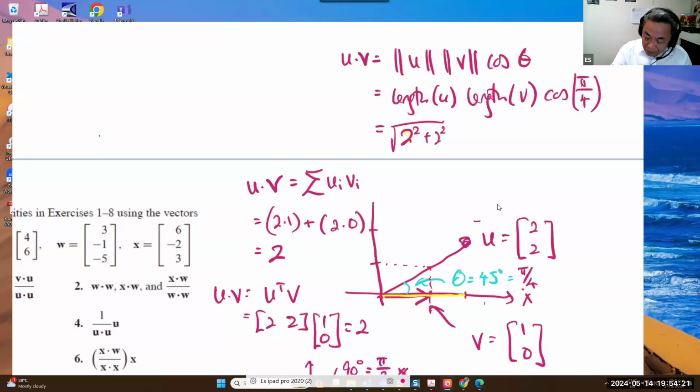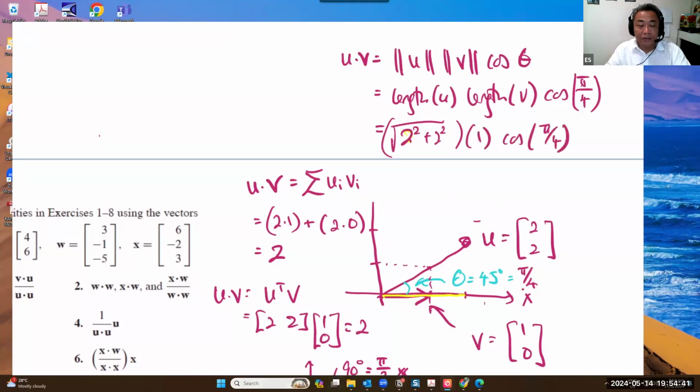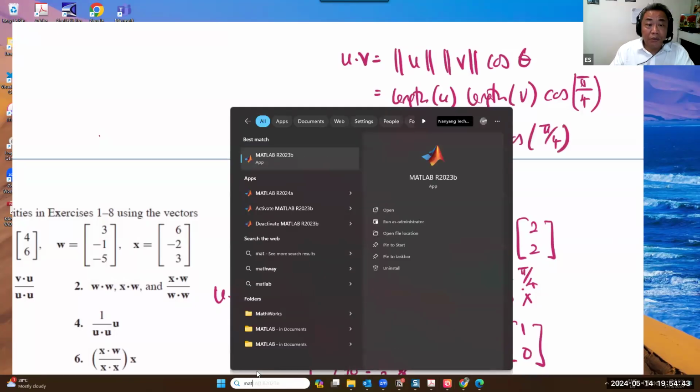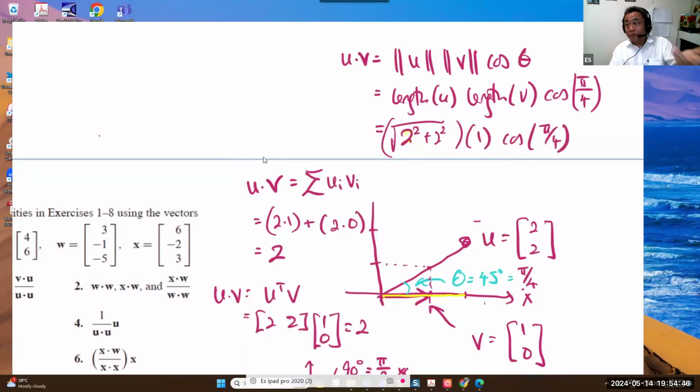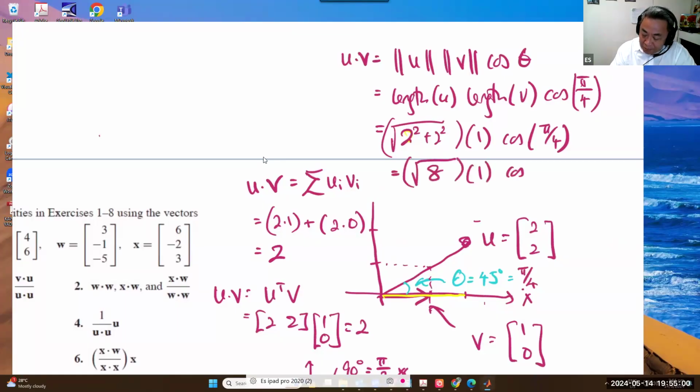What about the length of v? The length of v is easy because it is actually only one unit. So it's 1 squared plus 0 squared, square root, so it is 1. And then cosine pi by 4. Okay, now guys, I'm going to pull out my calculator and show you. So what you guys need to do now is go and try. This is square root of 4 plus 4, which is 8. Square root of 8 multiplied by 1 times cosine pi over 4.